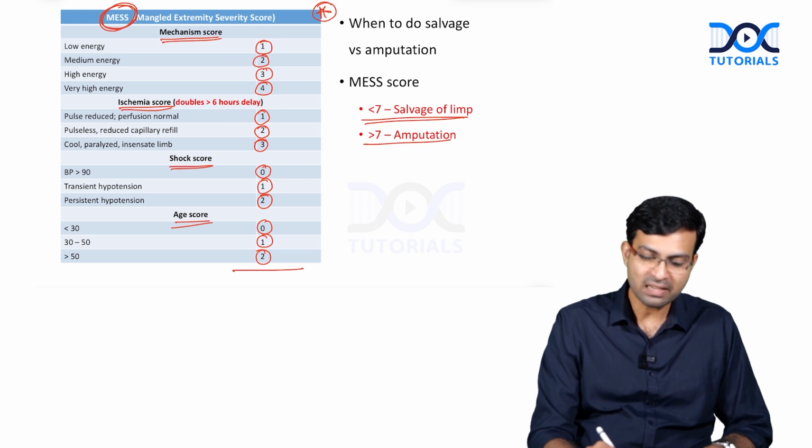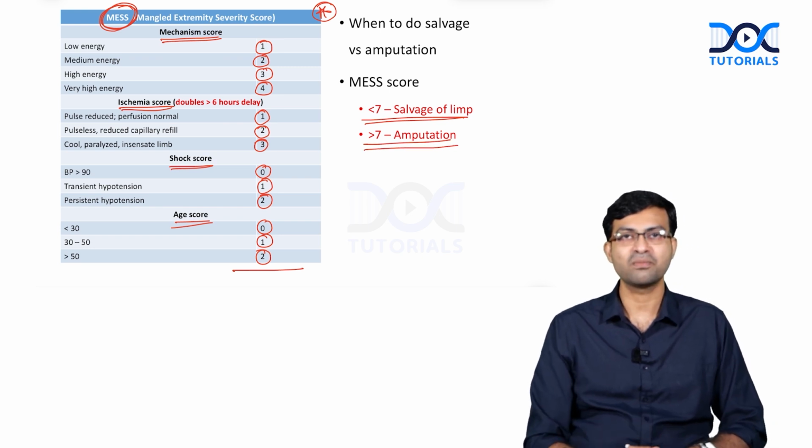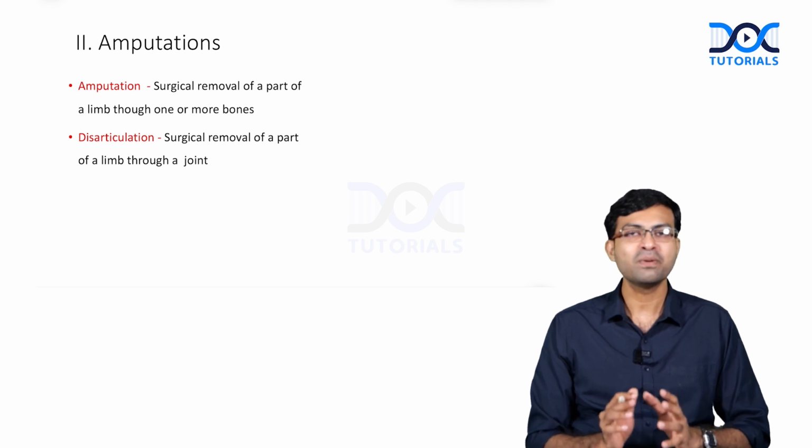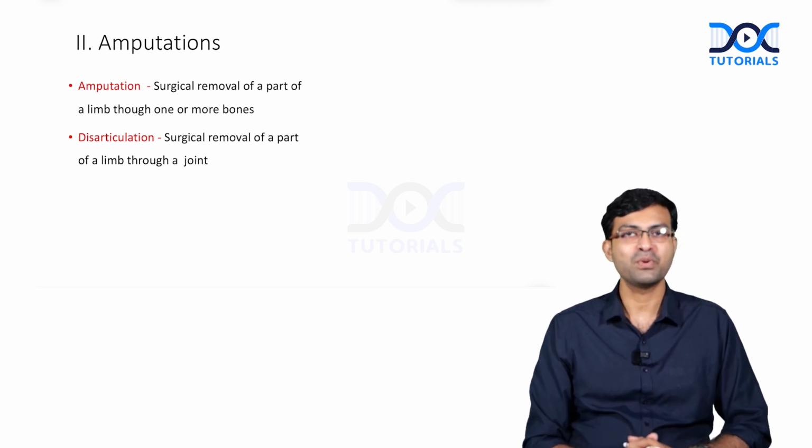If it is more than 7, you have to do an amputation. More than 7, amputation. Okay. Let's now discuss a few important concepts regarding amputations.